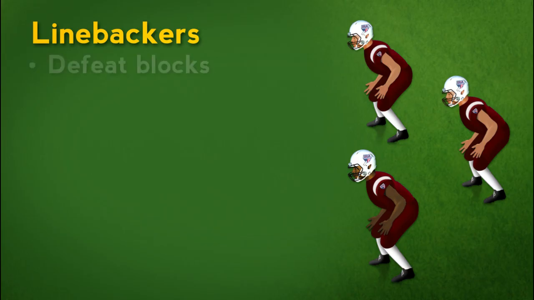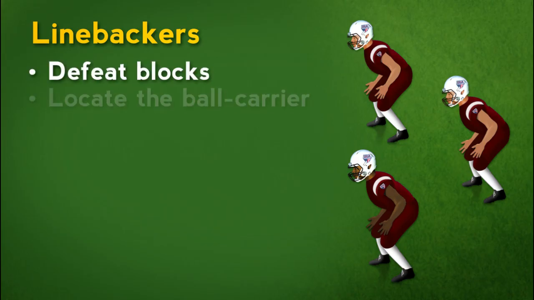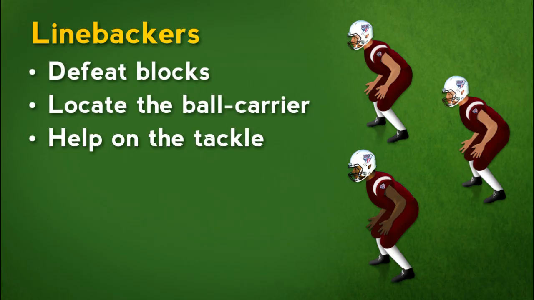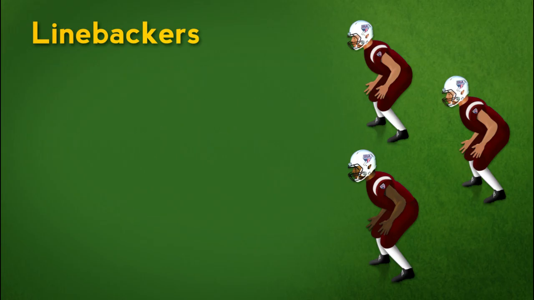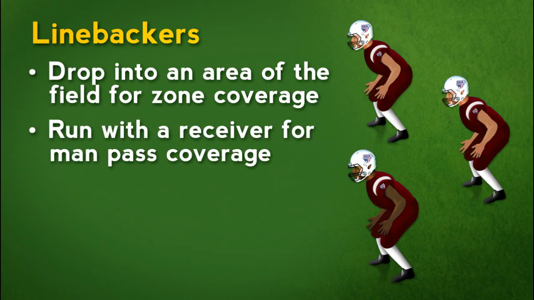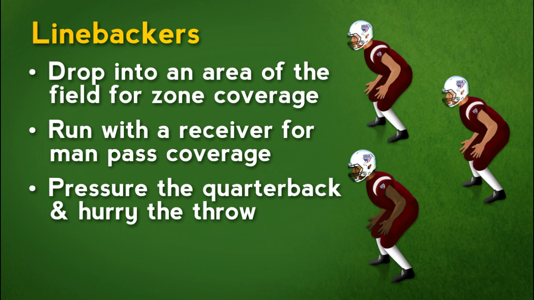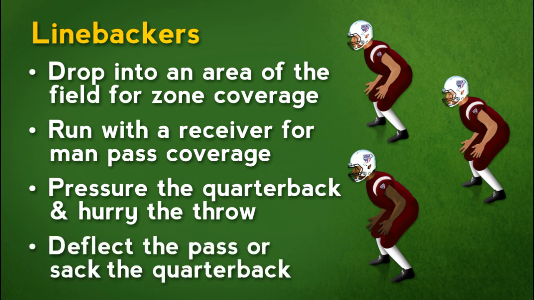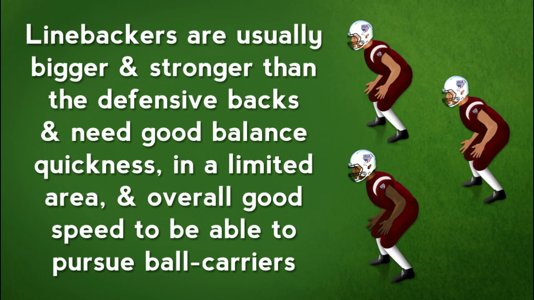Their basic job is to defeat the blocks of opposing players, locate the ball carrier, and help on the tackle on running plays. On pass plays, they will drop into an area of the field for zone pass coverage, run with a particular receiver for man pass coverage, or pressure the quarterback and hurry the throw, deflect the pass, or sack the quarterback. Linebackers are usually bigger and stronger than the defensive backs and need good balance, quickness in a limited area, and overall good speed to be able to pursue ball carriers.